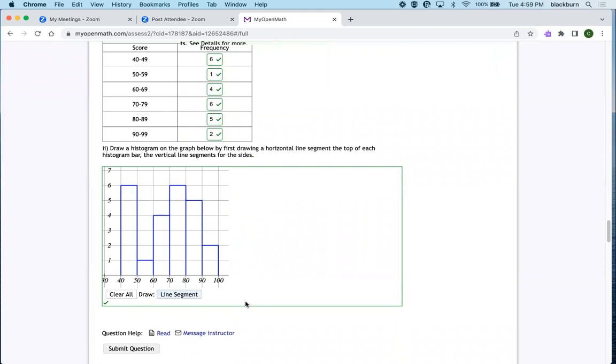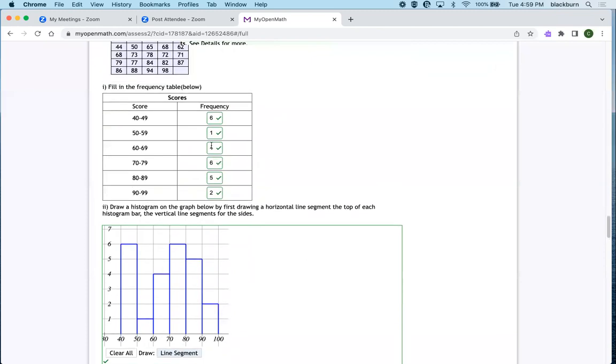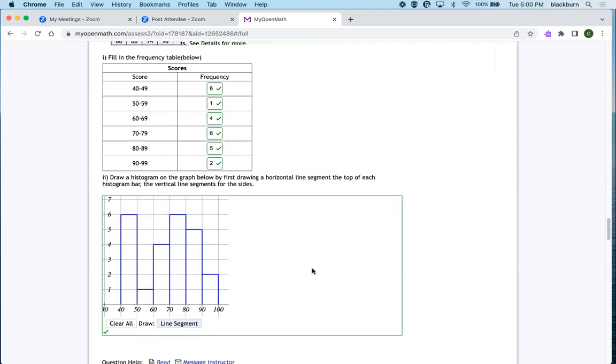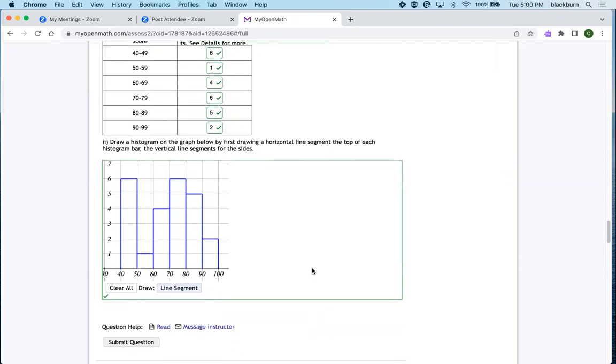What do you think, everyone? That one looking good? The table part of it isn't difficult, but anytime you have to draw a graph in Open Math, it gets kind of tricky. Okay, your silence indicates you want to move on. So here we go.